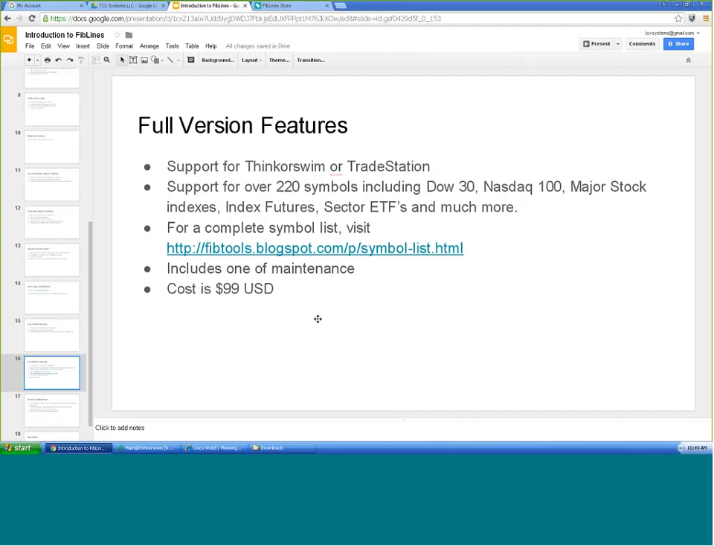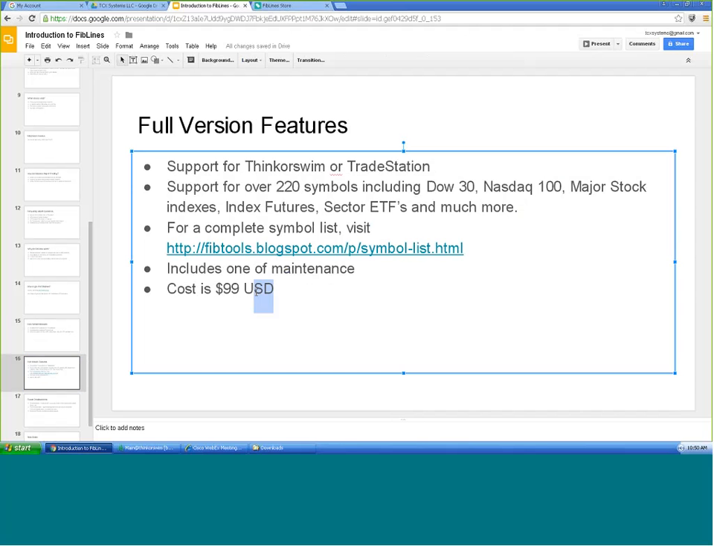The full version features, again, support for Thinkorswim or TradeStation, and support for over 220 symbols, including the Dow 30, NASDAQ 100, major stock indexes, index futures, sector ETFs, and much more, including futures contracts, gold, oil, interest rates, dollar index. It's all in there. For a list of supported symbols, go over here to the website. You can click on symbols on the right side. This costs $99 for one year.